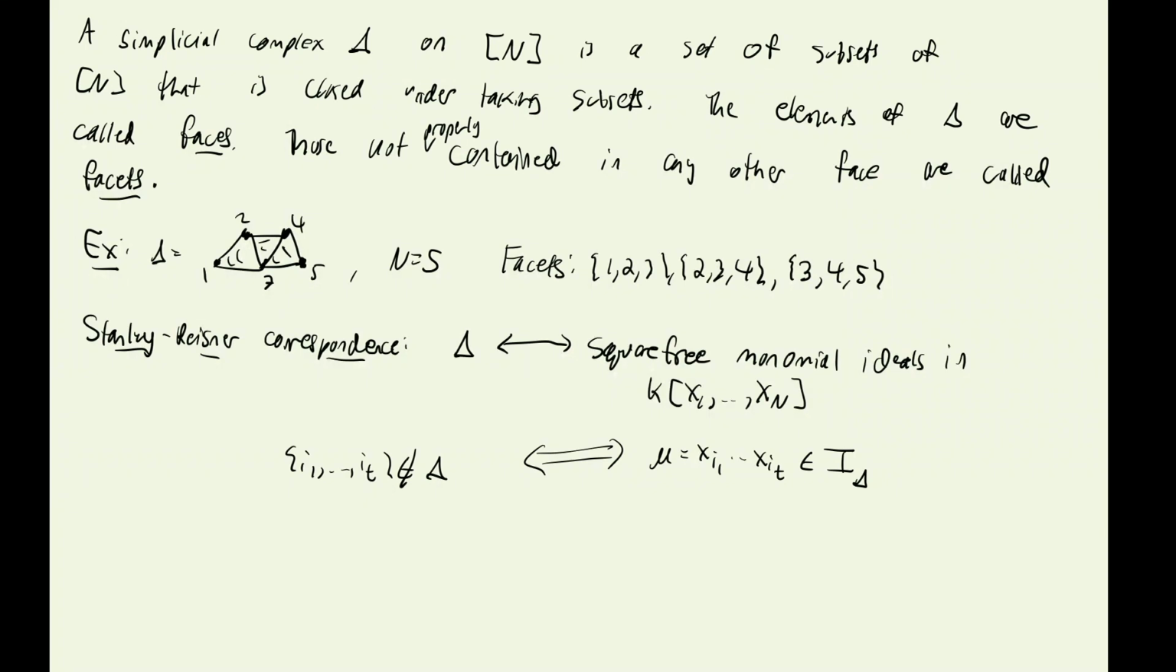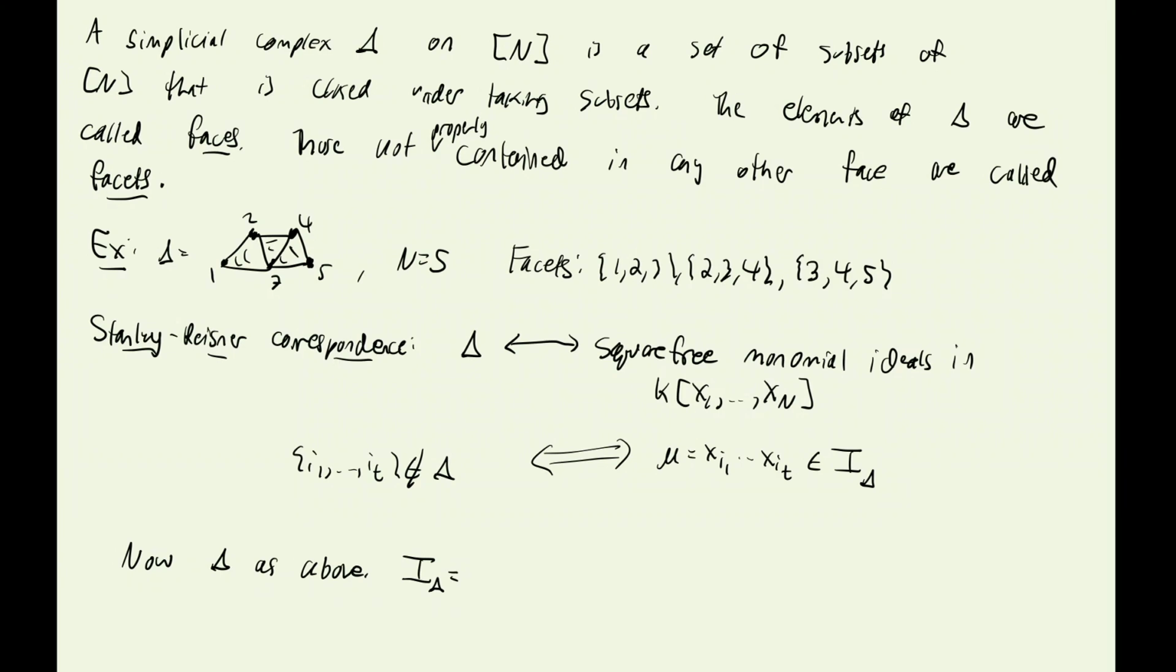So let's go back to this example here and make the square-free ideal for it. Now delta as above. For I delta, it's enough for me to write as generators the minimal non-faces. So x1 x4 is not a face of this complex. x1 x5 is not a face of this complex. x2 x5 is not a face of this complex, and so it's a generator of my ideal.